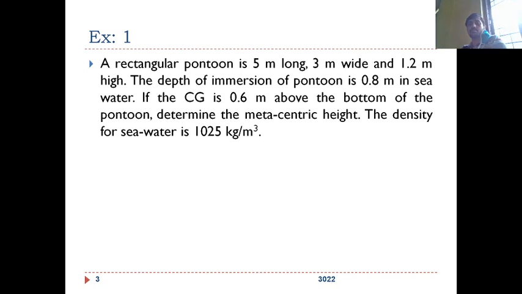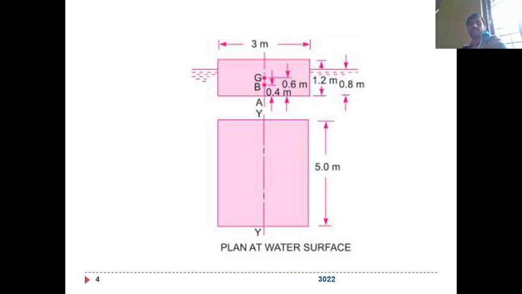The density of seawater is given to be 1025. It is slightly heavier than normal water. This is the front view and top view of the pontoon with the dimensions. This is the front view, floating in water, of which 0.8 meter is inside water. This is a plan view. The plan view is required to determine the metacentric height about the y axis. Y is a horizontal axis.